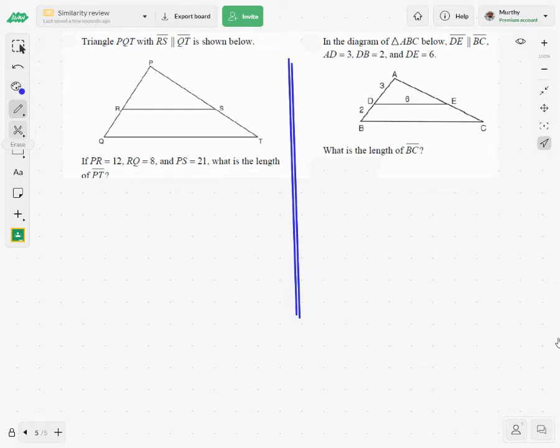in triangle PQT, RS is parallel to QT. So this side is parallel to this side, shown below. If PR equals 12, let me label the parts. This is 12. RQ is 8. PS is 21. This is 21. What is the length of PT?